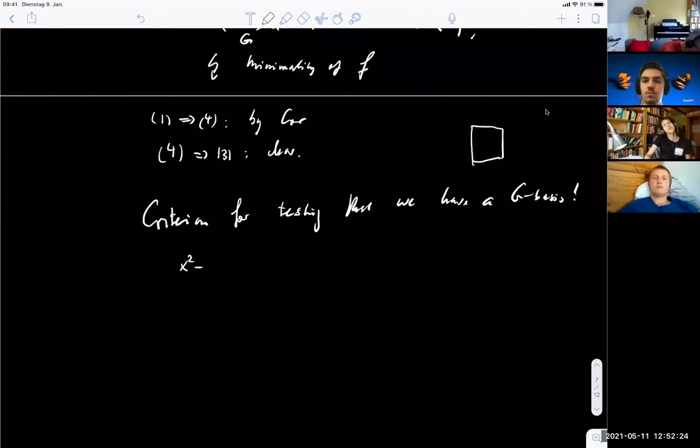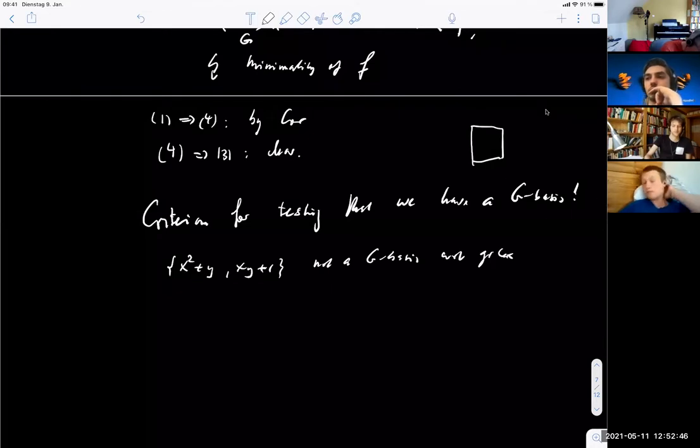We have two polynomials, x squared plus y and xy plus 1. This is not a Gröbner basis with respect to graded lex. I always write it in a way so that the leading terms come first. So I want these two to be the leading terms.